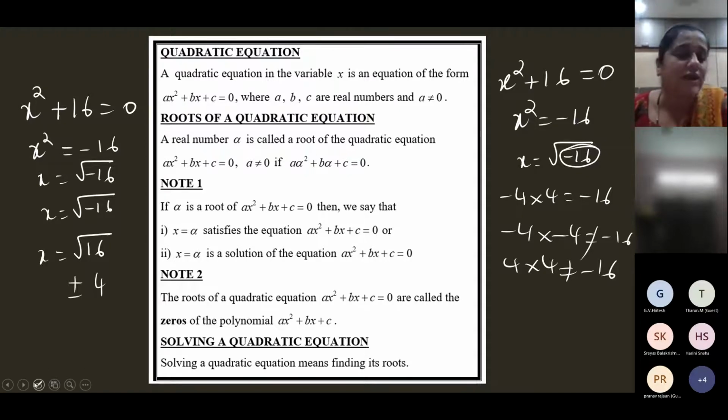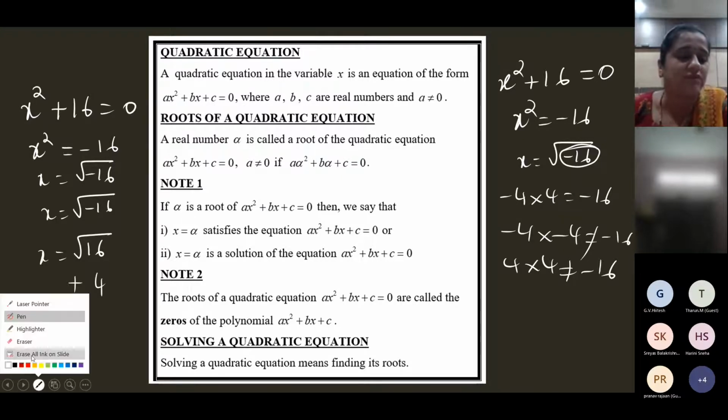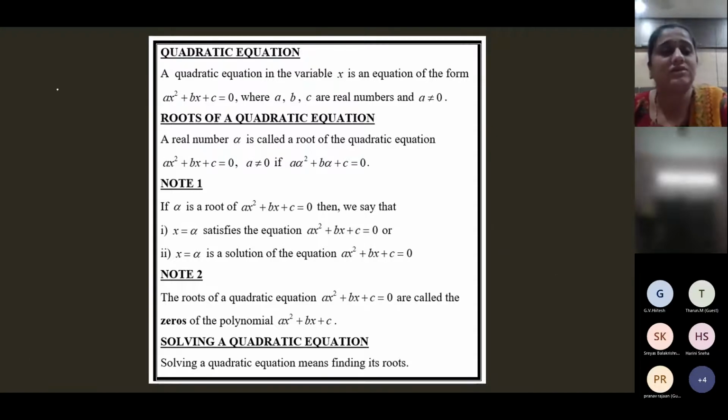So there is no value. The value of the square root of minus 16 is not defined, which means in this case, this quadratic equation has no real roots. That means its roots are imaginary. It does not have real roots, meaning the roots are imaginary.